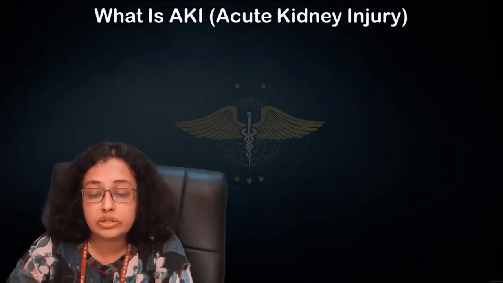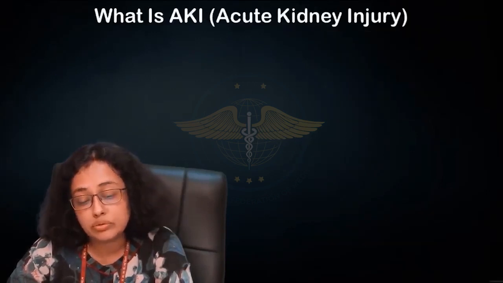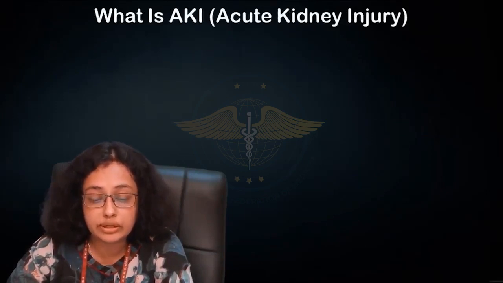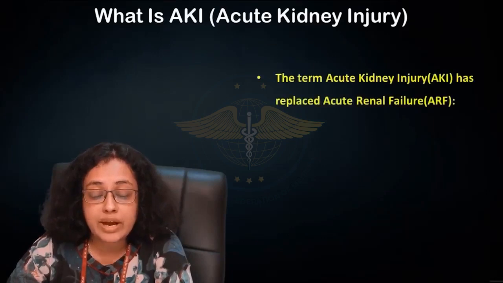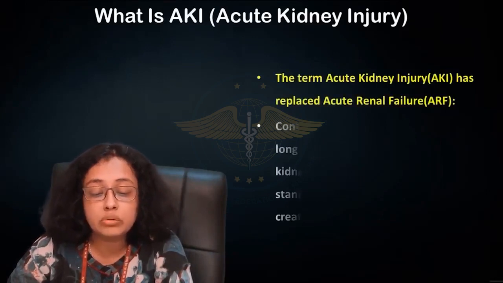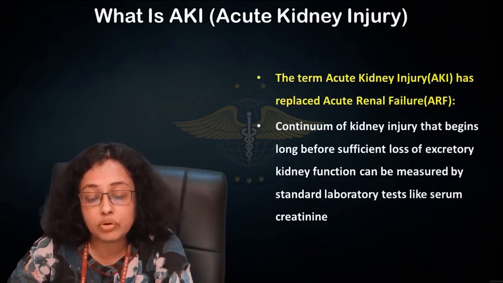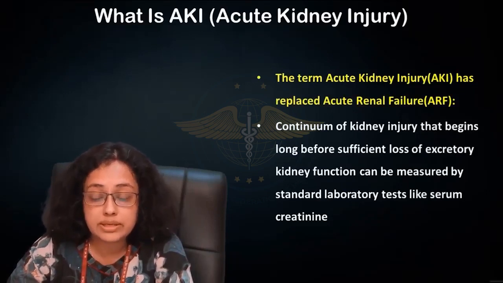So what is acute kidney injury and what is the difference between acute kidney injury and acute renal failure? When we talk of acute renal failure, there is a finality in it. The kidneys have already failed. But when we talk of acute kidney injury, it is rather a continuum of kidney injury that begins long before sufficient loss of excretory renal function can be measured by the standard laboratory tests like serum creatinine.